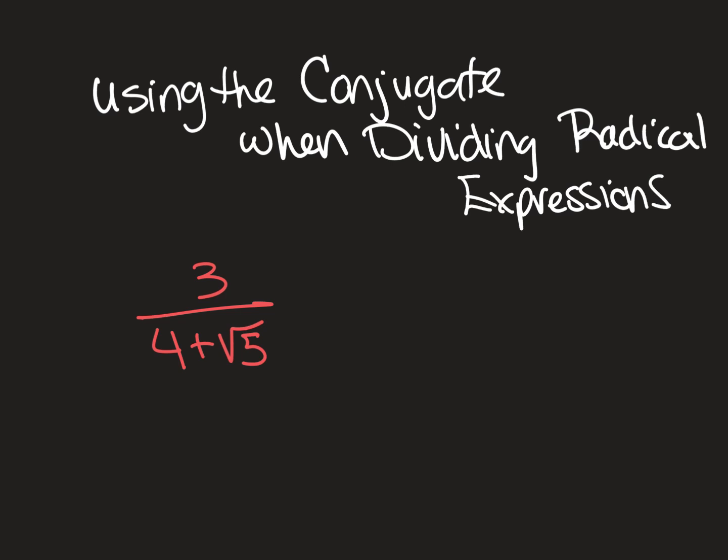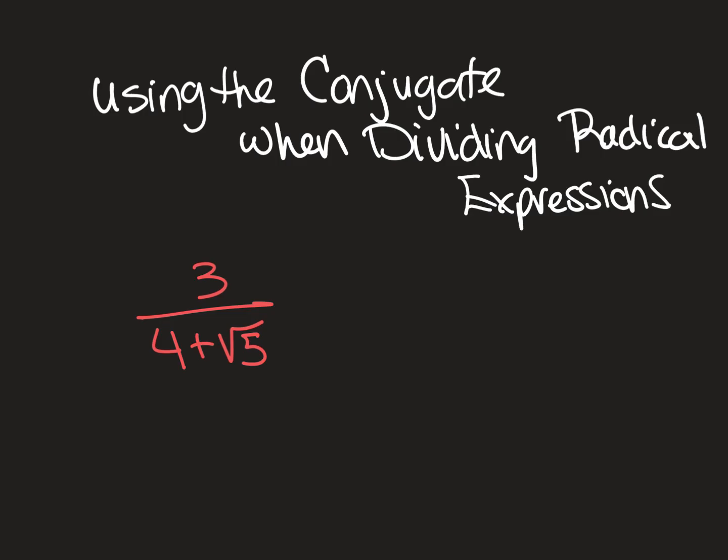Sometimes when you're dividing radicals, you actually have two terms in the denominator. And these you want to work a little bit differently. The rule still applies that you want to simplify as much as possible. If there is anything you can break down, you want to go ahead and do that. And you never, ever, ever want to leave a radical in the denominator of your final answer.